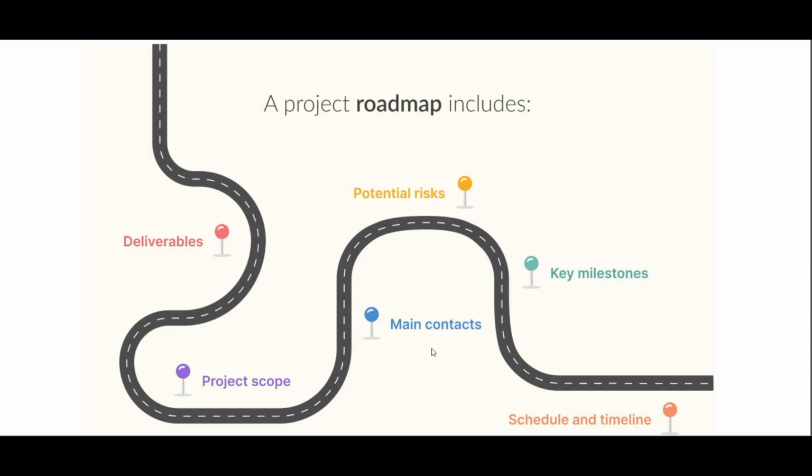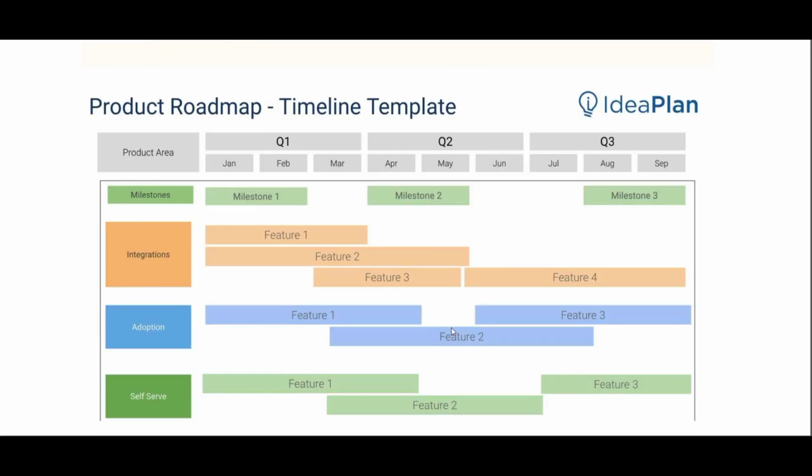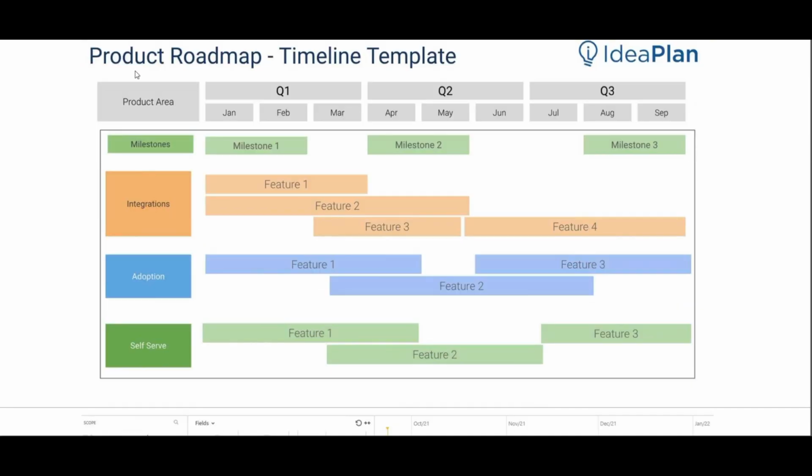Guys, this is a roadmap which includes deliverables, project scope, risks, contacts, milestones, and schedule and timeline. These are all the things that are included. So let's look into this product roadmap.